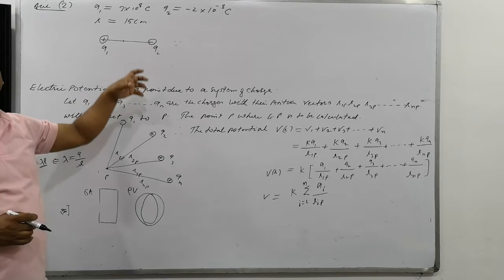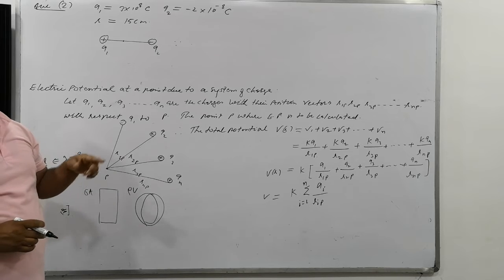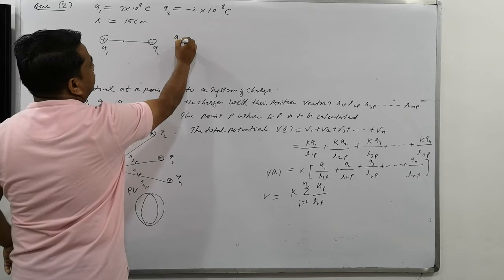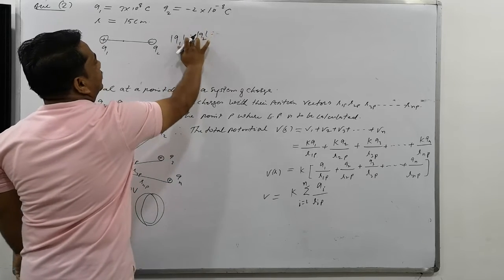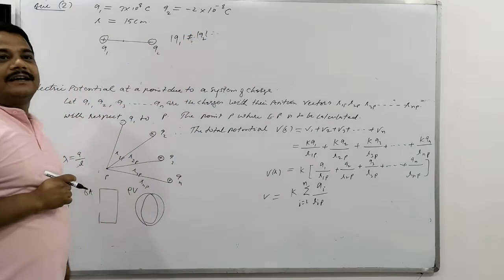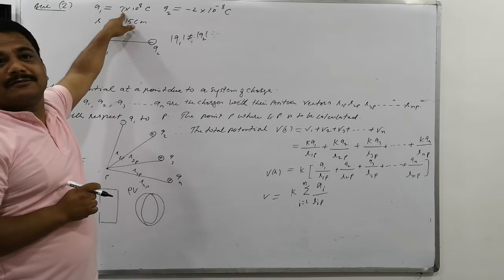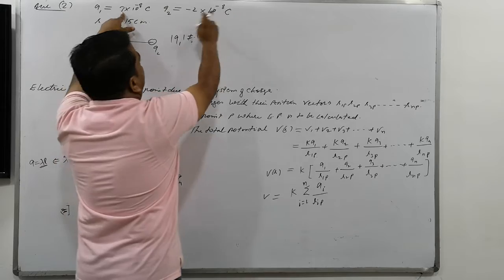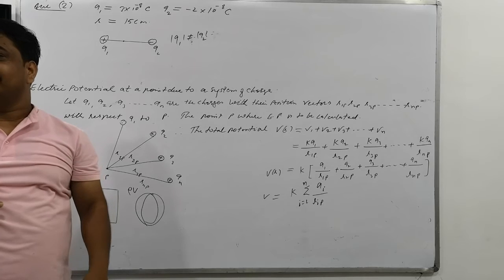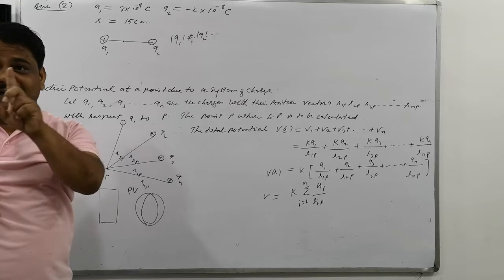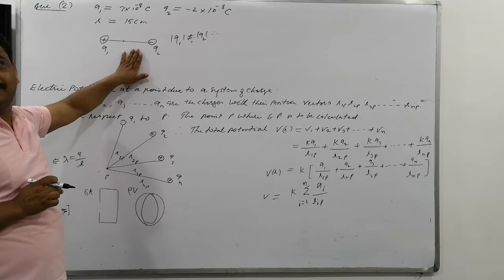Is it a dipole here? No, this is not a dipole. Why? Because mod Q1 is not equal to Q2. You forgot the definition. What is the definition of electric dipole? A system of two equal and opposite charges. Here Q1 is 3 into 10 to the power minus 8 and the other is minus 2 into 10 to the power minus 8. The amount of charge is not the same, so they are not forming a dipole. A dipole must have equal amounts of charge but opposite sign. Clear?